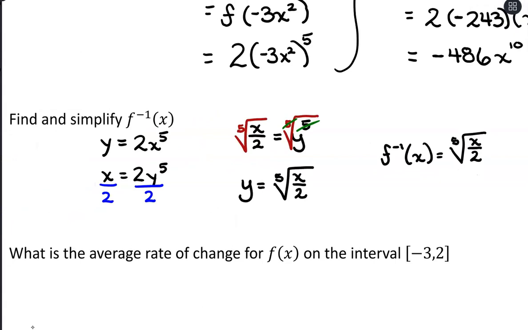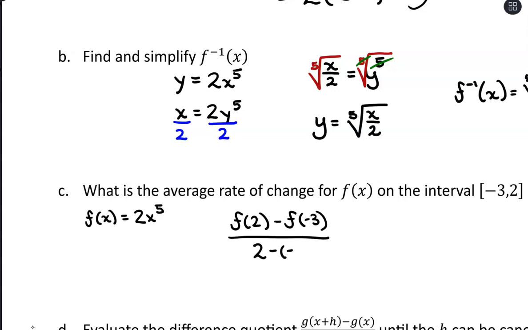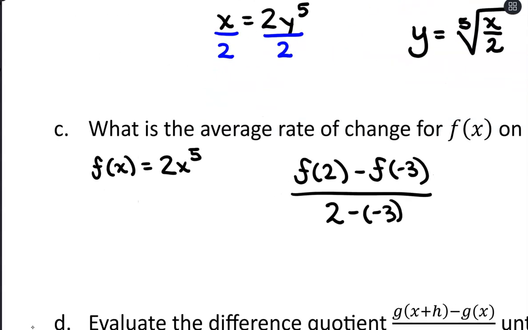Okay, let's apply an average rate of change to f of x. So again, f of x was, or rather is, 2x to the 5th. And what we're going to do is take f of 2 minus f of negative 3 all over 2 minus a negative 3. So let's go ahead and find these. So f of 2 is the equivalent of 2 times 2 to the 5th. So using a calculator to help us out, 2 to the 5th is 32. Multiply that by 2 is going to be 64.